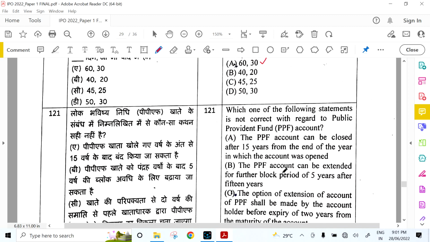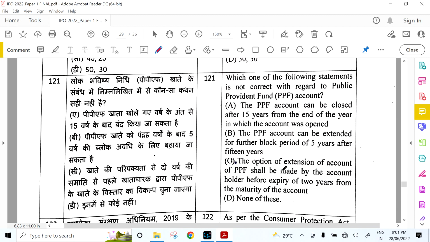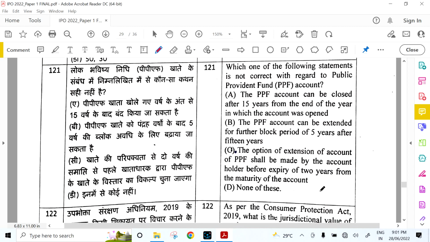Which of the following statements is not correct with regard to public provident fund account? The PPF can be closed after 15 years from the end of the year in which the account is opened. The PPF account can be extended for further block of 5 years after 15 years. The option of extension of PPF can be made by the account holder before expiry of 2 years from the maturity. The answer is third one.